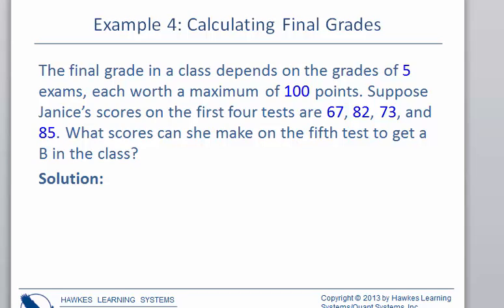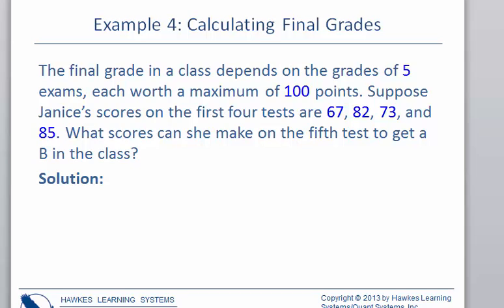The final grade in a class depends on the grades of 5 exams, each worth a maximum of 100 points. Suppose Janice's scores on the first 4 tests are 67, 82, 73, and 85. What scores can she make on the 5th test to get a B in the class?